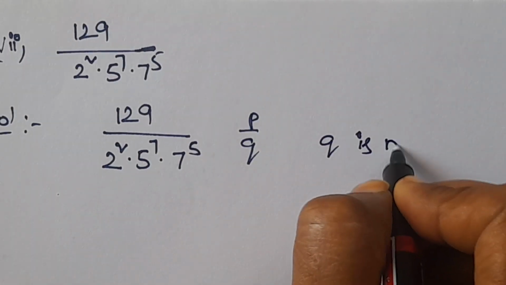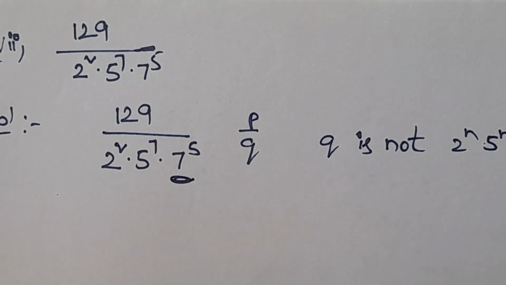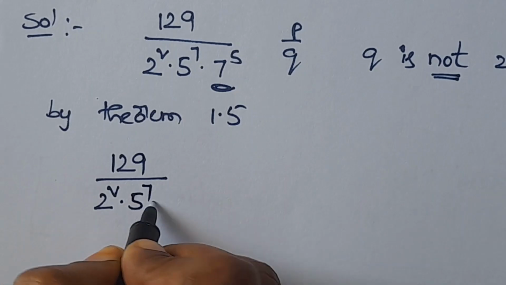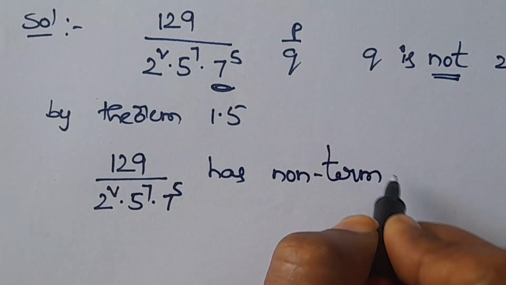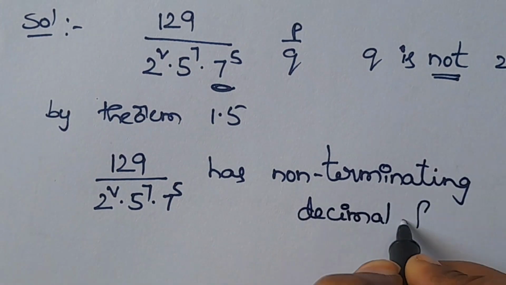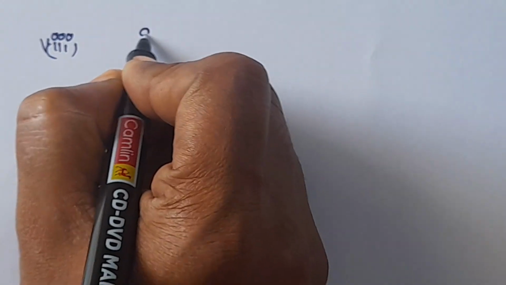At a glance we can tell that the denominator q is not of the form 2 power n into 5 power m. By Theorem 1.5, the given number has a non-terminating decimal expansion, because the denominator is not of the form 2 power n into 5 power m.